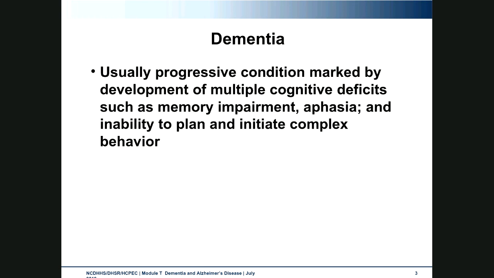So dementia is a progressive condition marked by the development of multiple cognitive deficits, such as memory impairment, aphasia, and an inability to plan and initiate complex behavior. Aphasia, with an S, is a difficulty in speaking or an inability to speak.